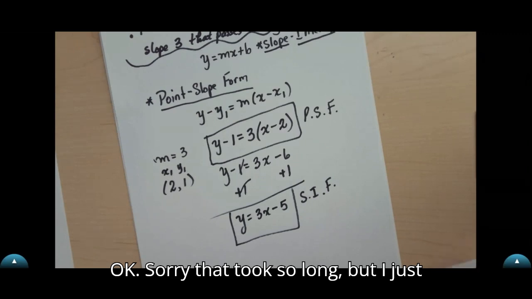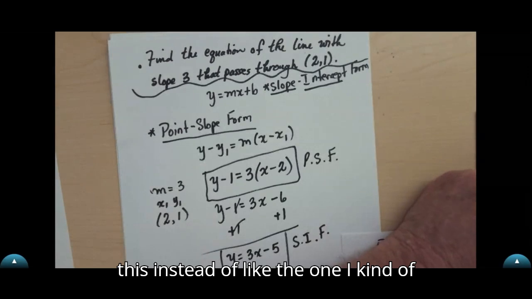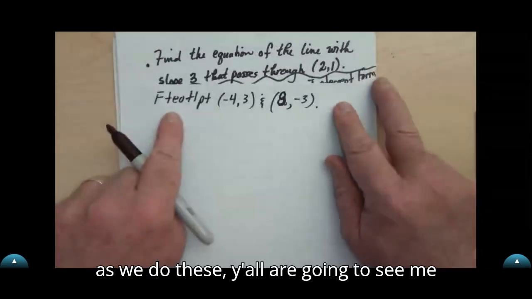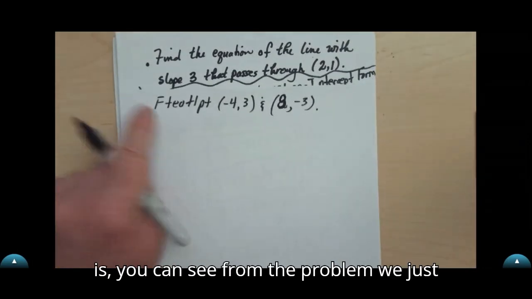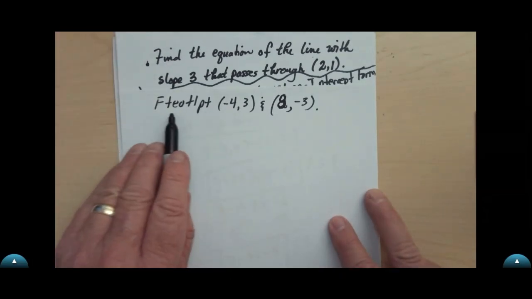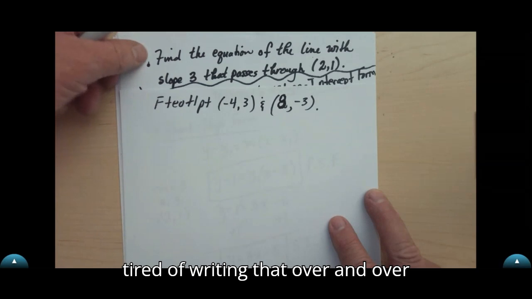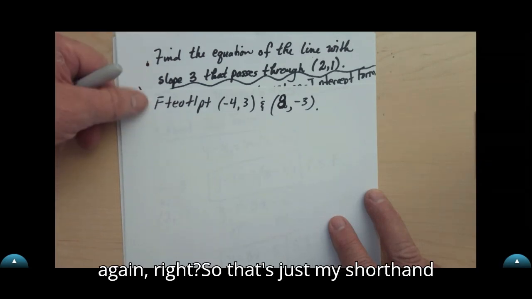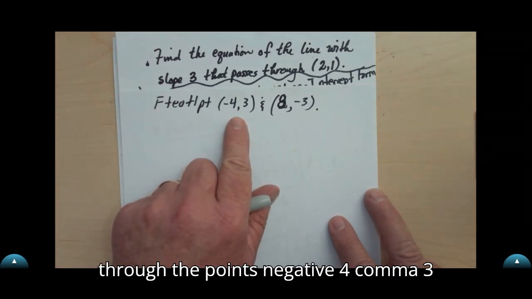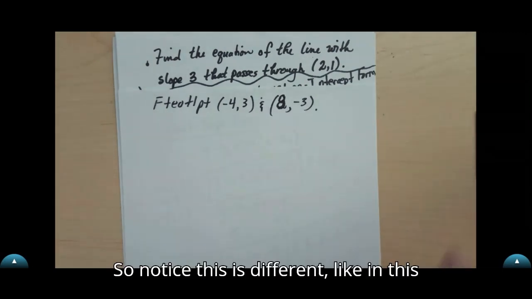Okay. Sorry that took so long, but I just realized I wanted to do an example like this instead of the one I kind of had set up. Okay. So first of all, as we do these, y'all are going to see me writing this a lot. This is, you can see from the problem we just did, FTEOTLPT, find the equation of the line passing through these points. I just get tired of writing that over and over again, right? So that's just my shorthand for find the equation of the line passing through the points (-4, 3) and (8, -3). So notice this is different.